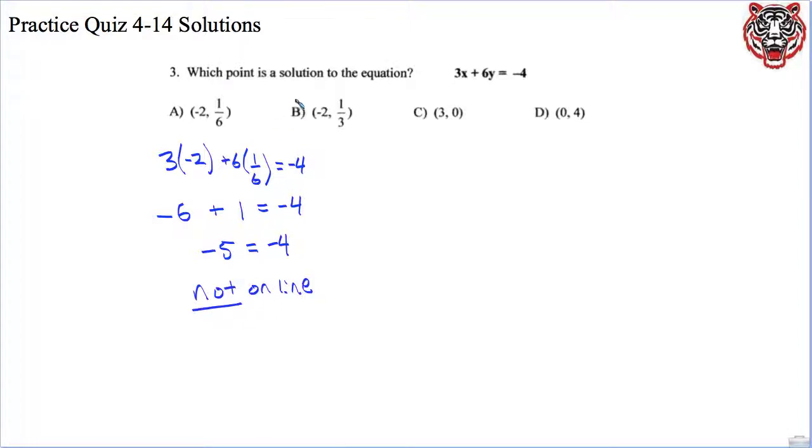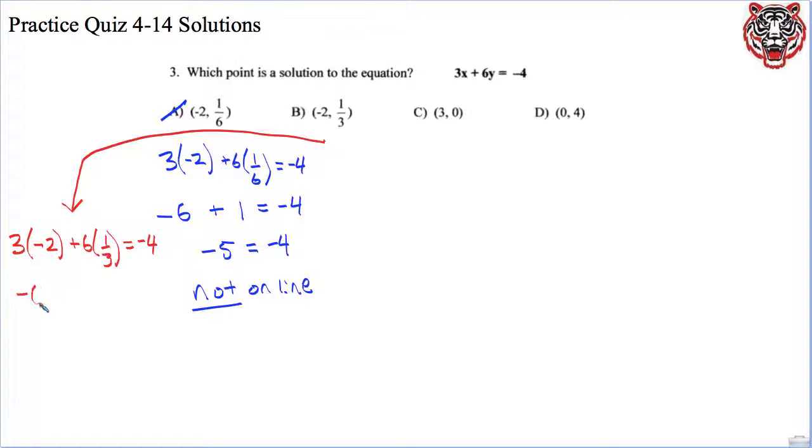Not on the line. And we're looking for something that is on the line. So it can't be A. I ran out of room here, so I'm going to do B over here. Again, I'm plugging in 3 times my -2 for x, added to 6 times 1/3. That should equal -4. 3 times -2, shout it out. -6, thank you. Plus, what is 6 divided by 3? 2.